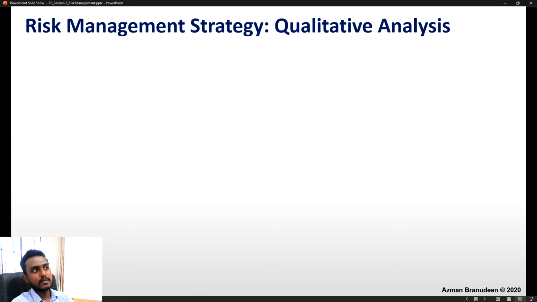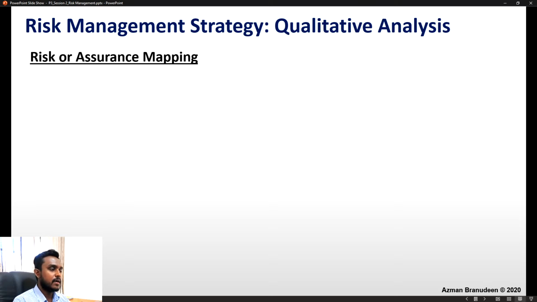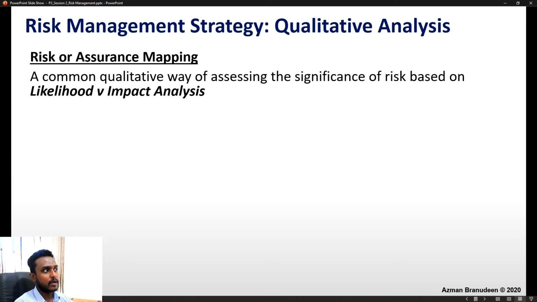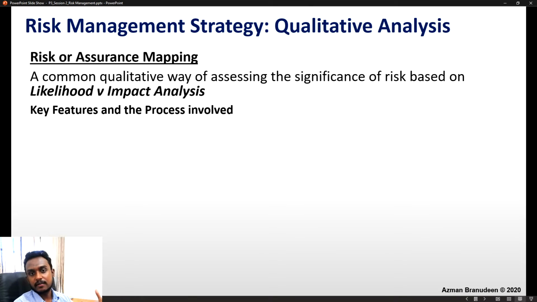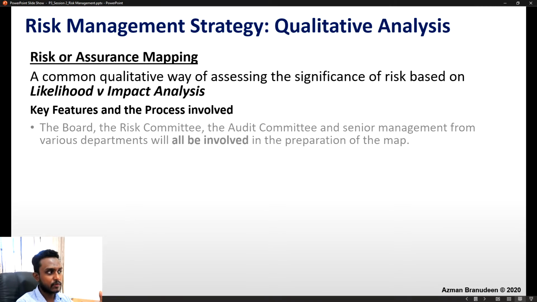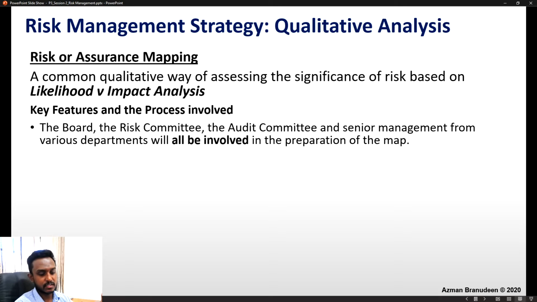Then you have the qualitative analysis aspect. The best way to do this is risk or assurance mapping. A common qualitative way of assessing the significance of risk is based on likelihood versus impact analysis. So you know the very famous TARA framework also is an outcome of likelihood versus impact analysis. Let's first look at the key features and the process involved. Here, the board, the risk committee, if there is one, or the audit committee and senior management from various departments will all be involved in the preparation of the map.